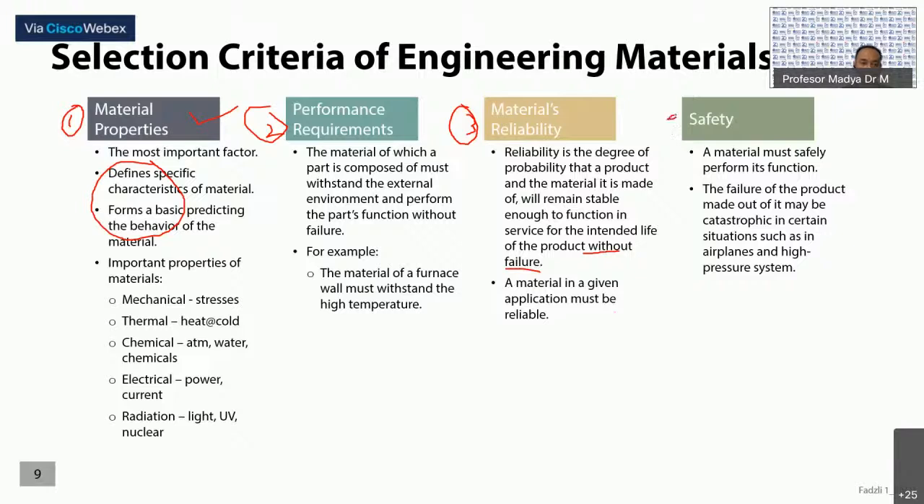And then number 4 is safety. This is usually related to safety. For example, a material must safely perform its function. The failure of a product made out of it may be catastrophic in certain situations, such as in airplanes and high pressure systems. Safety we must consider. It means the airplane body must withstand cold temperature, because up there it is cold.